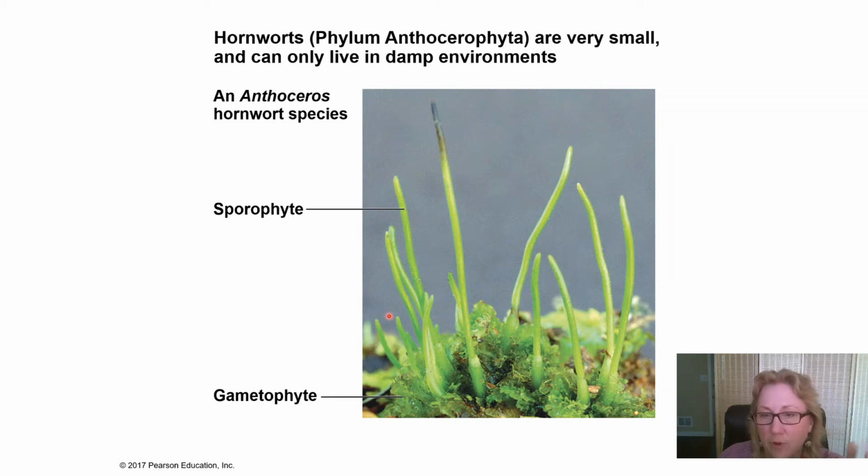Hornworts in that same group, these are pretty rare. There aren't very many species of these. They live in wet environments. And the gametophyte is this small, kind of leafy looking structure. And then the sporophyte is this spiky looking thing. And you can see why they're called hornworts.